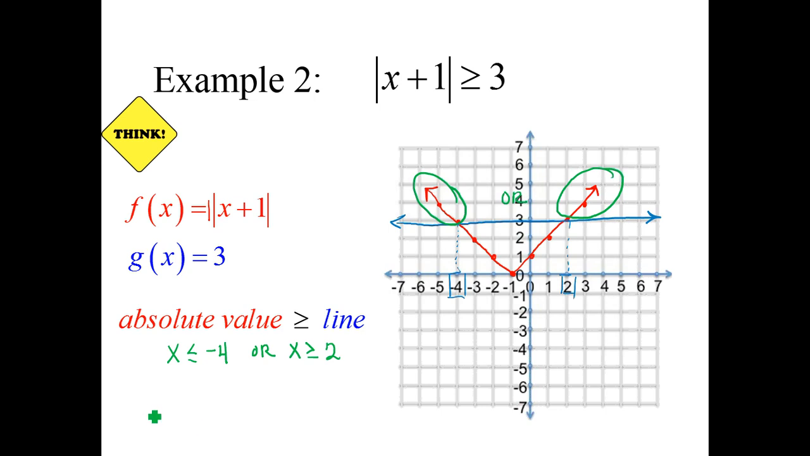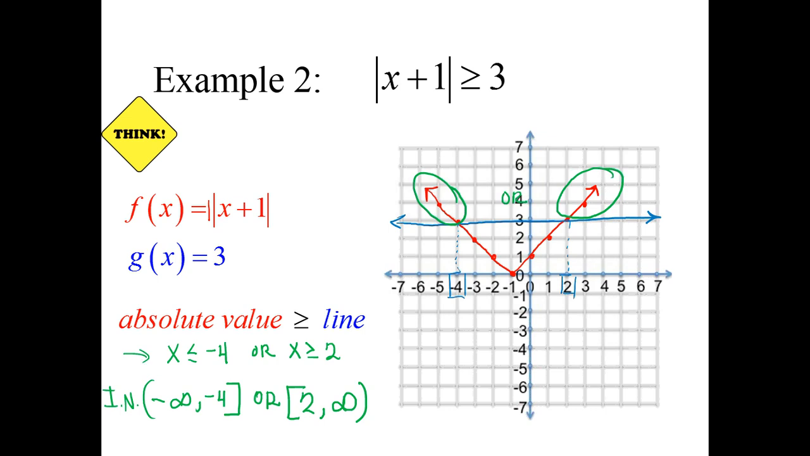And if I want to write that in interval notation, I would say from -infinity all the way to 4 included, because we have an equal sign, greater than or equal to. Okay, and then or 2 included all the way to infinity. So this would be my interval notation, and this is my inequality.